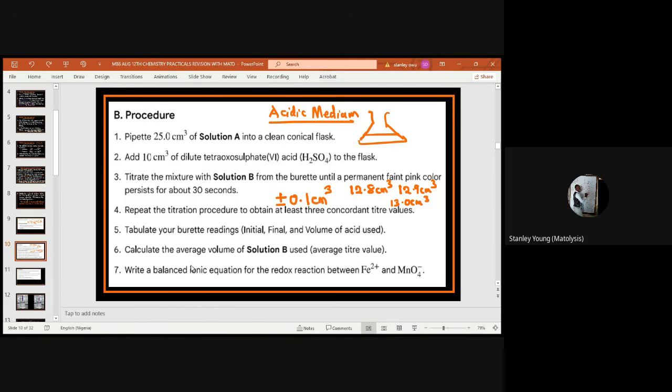After this, I will show you a tabular form where we have what? A volume. Calculate the average volume of solution B. According to this question, the way it is structured, solution B, which is the potassium permanganate, is what will eventually be inside the burette. I will show you a visual to help you visualize it. Then lastly, it says write a balanced ionic equation for the redox reaction between Fe2+ and MnO4.